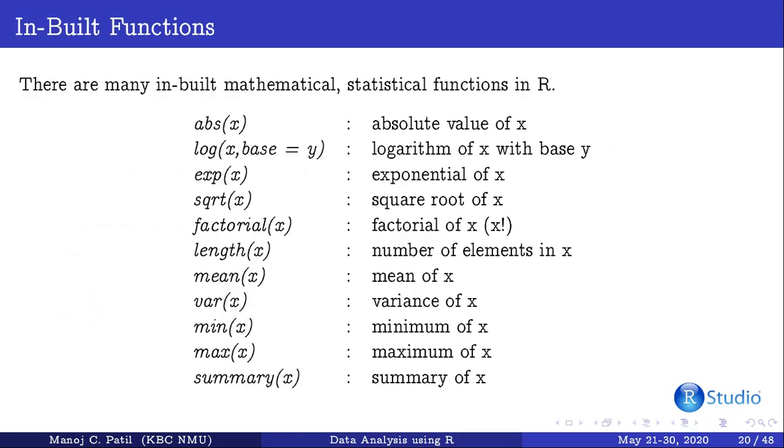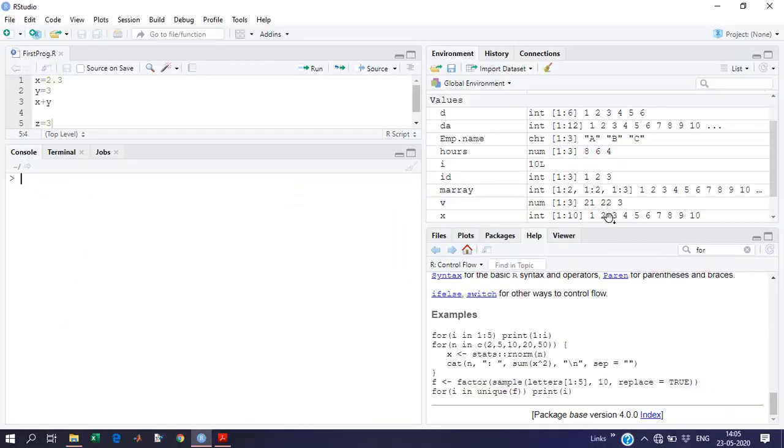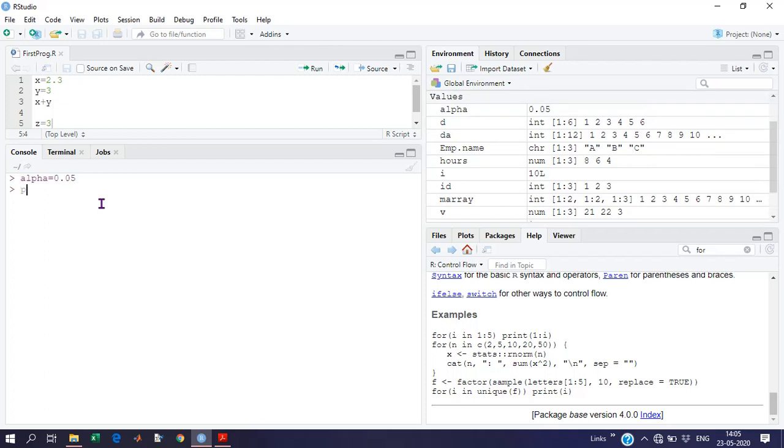These loops are essential for programming purposes. If else statement, let's have a demo for that. Suppose we have alpha equal to 0.05, and we got the p value equal to 0.035 or something like that.